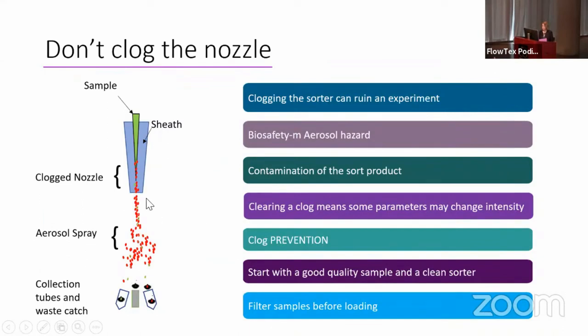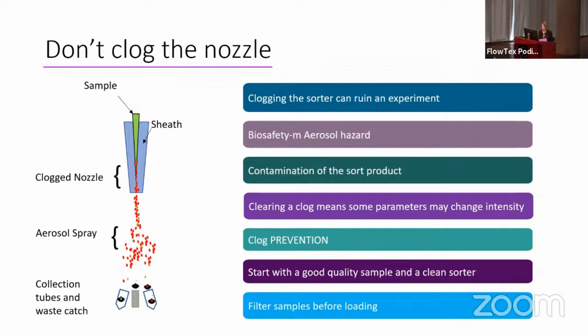Once you do clog the cell sorter, you end up with clouds of aerosol that are parts of cells and fragments of cells and potentially fragments of aggregated clumps of cells or tissue debris that sticks together. All of this aerosol spray gets into your collection tubes. It also gets into the room air. It's going to contaminate your sort products. It's going to cause biosafety problems, and it's probably going to ruin your experiment.